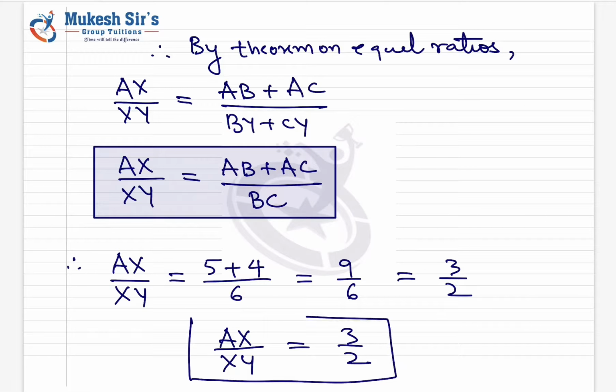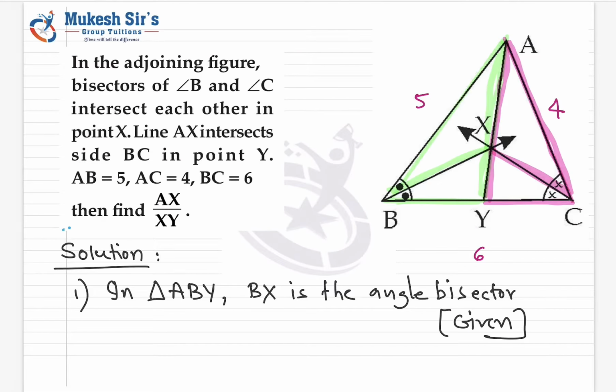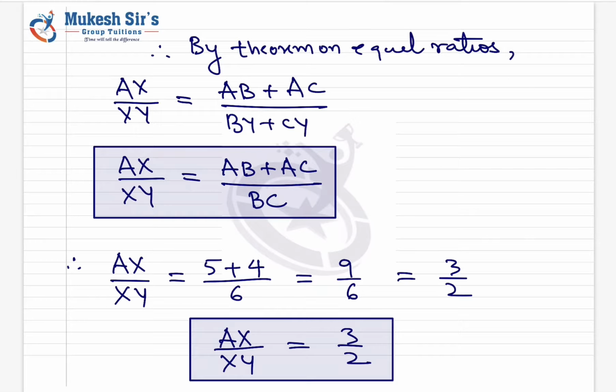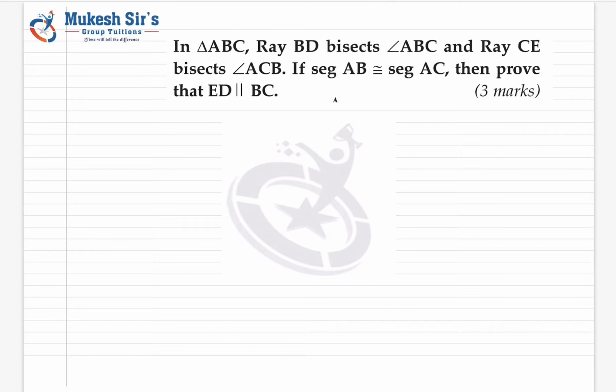Clear? So you have used the property of angle bisector 2 times, in the first triangle ABY and then triangle ACY, and then used the theorem on equal ratios. Now in the board exam they can give this as a question: prove that AX upon XY is equal to AB plus AC upon BC. So this is the method. For the value you have to substitute the values there. Clear to all? Let's solve one more question.